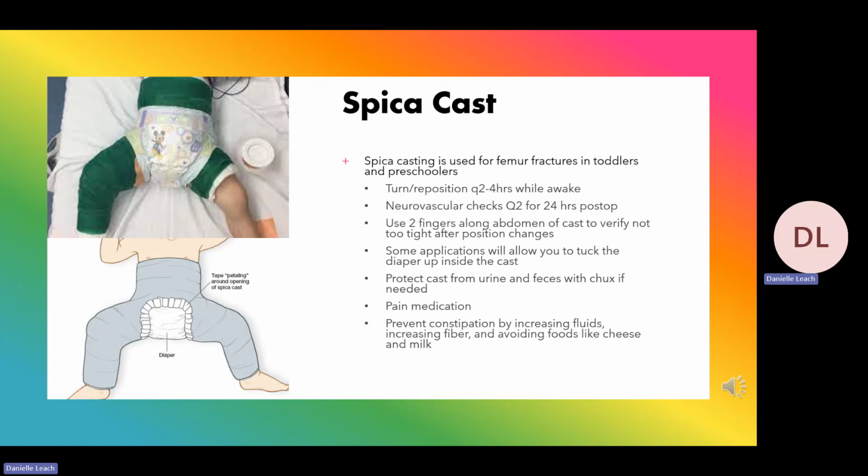One of the treatments for femur fractures in toddlers and preschoolers is a Spica cast. So the Spica cast, as you can see in this drawing and this photo, depends on which bones are broken and the orthopedic surgeon's preference on how it is made specifically. But typically, on the leg that has the femur fracture, the Spica cast will go all the way down to the ankle area on that leg.